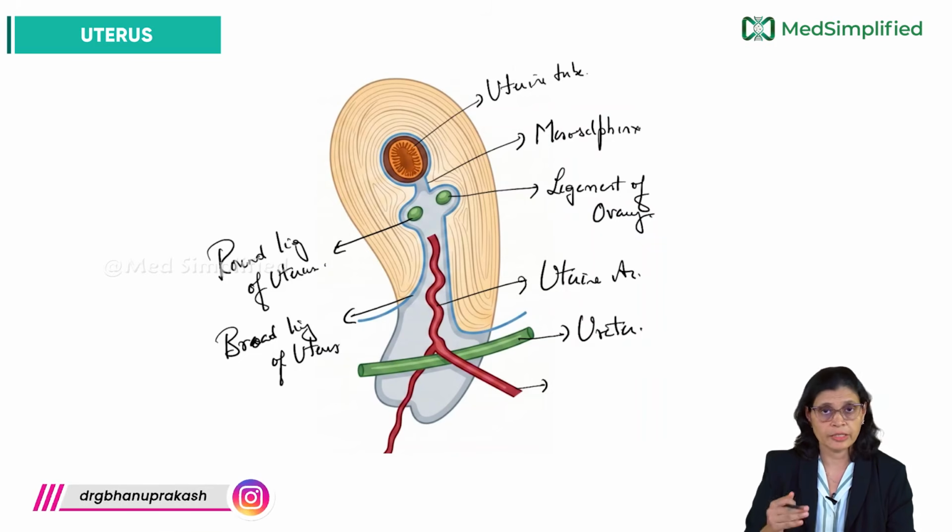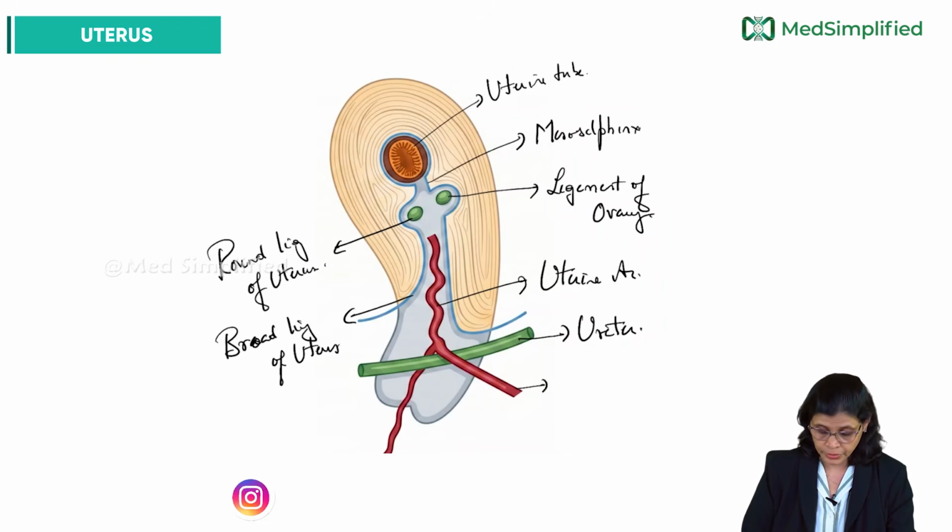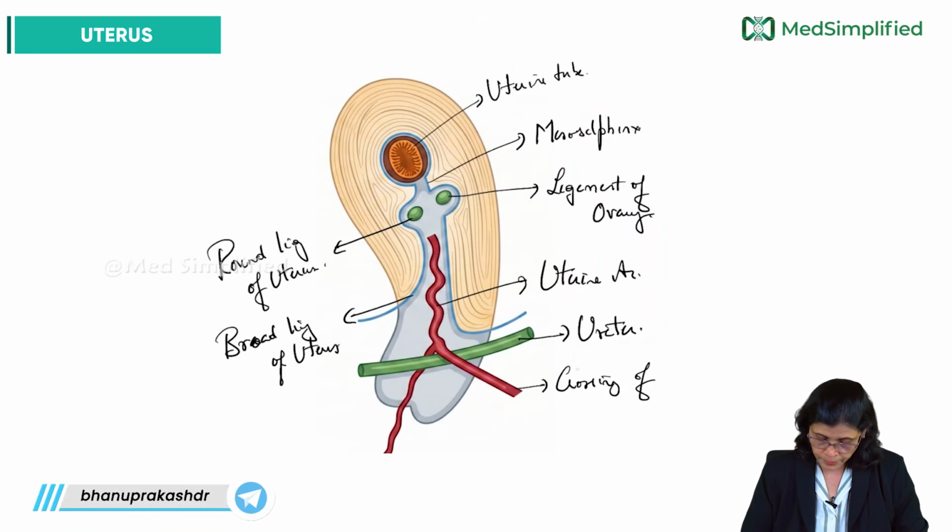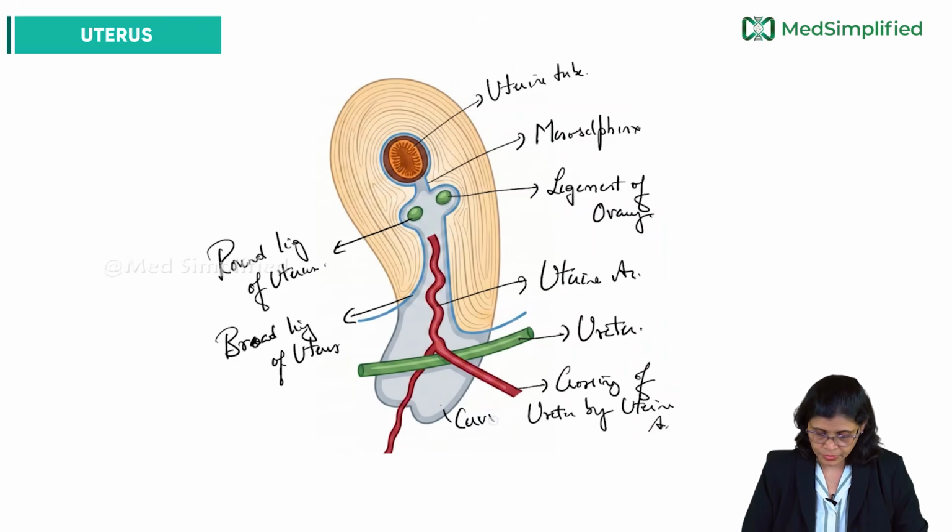Along the lateral border of the uterus, it will ascend upwards. As it ascends, it will cross over the ureter. So this is the crossing of the ureter by the uterine artery. And here we can see the cervix. So these are the structures which we see in the sagittal section.